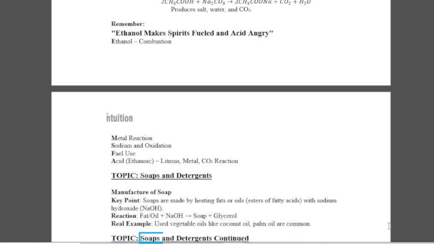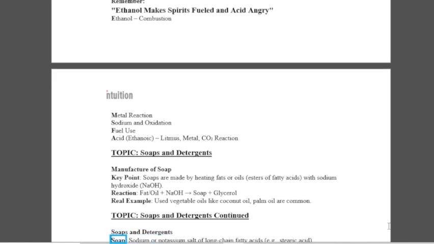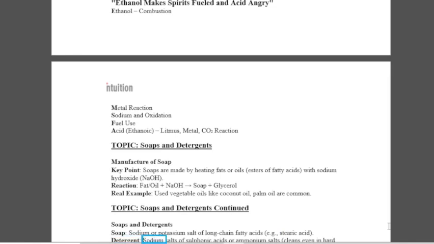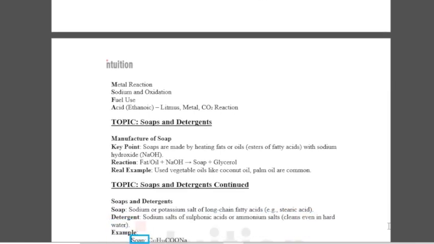Topic: soaps and detergents, continued. Soap: sodium or potassium salt of long-chain fatty acids, e.g., stearic acid. Detergent: sodium salts of sulfonic acids or ammonium salts. Cleans even in hard water. Example: soap, CH3(CH2)16COONa.